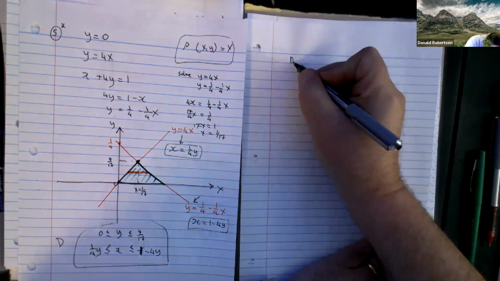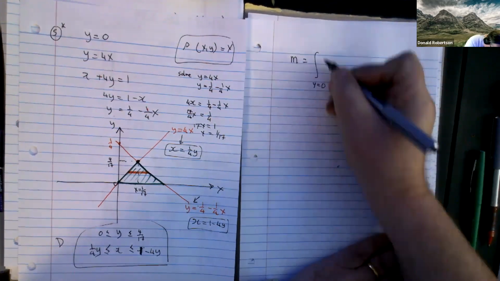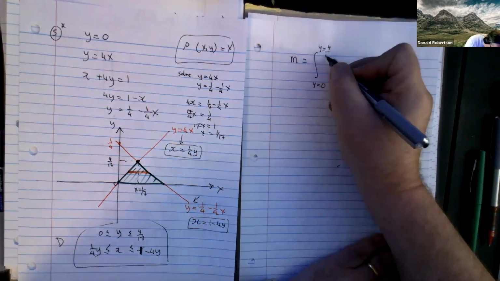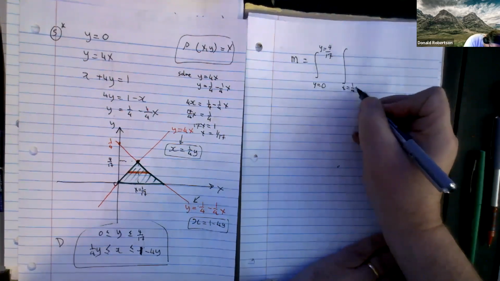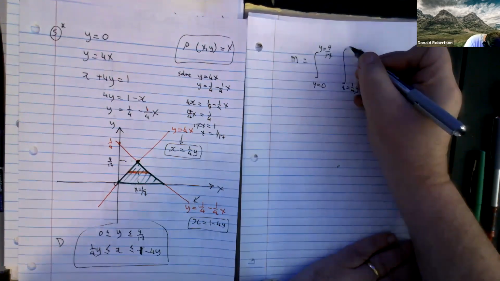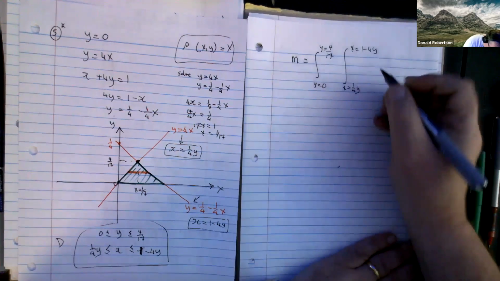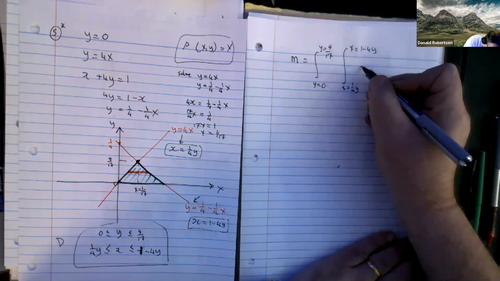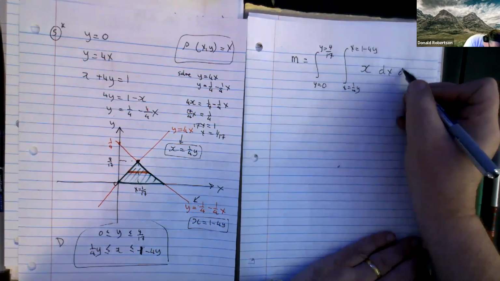So we can calculate the mass now as the integral from y equals 0 to 4/17, and from x equals 1/4 y to 1 minus 4y. And the density function, thankfully, is just x. Then it's going to be dx dy.